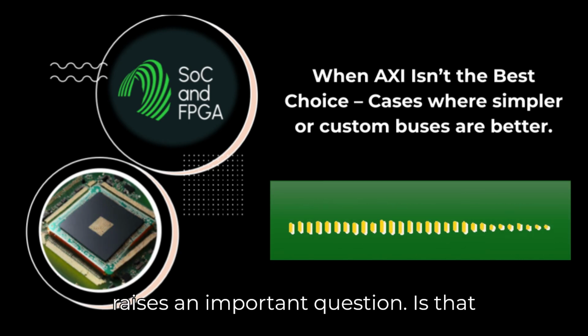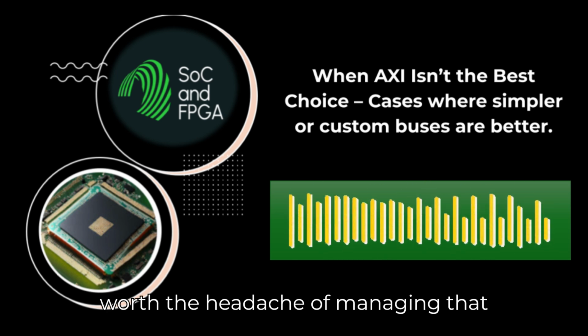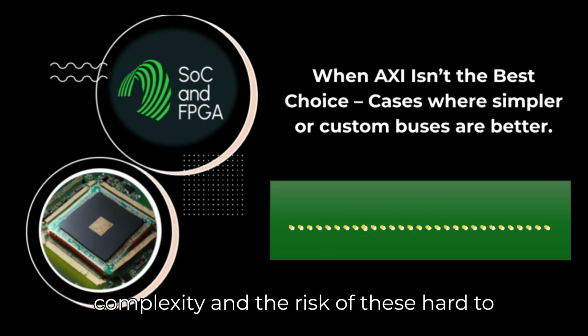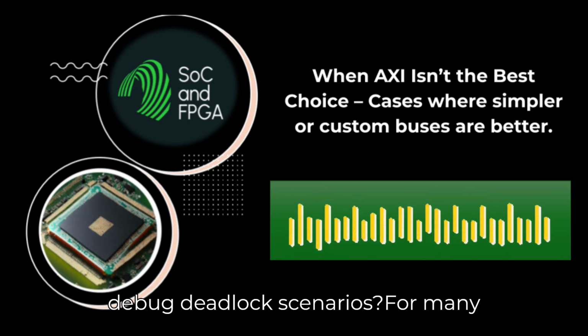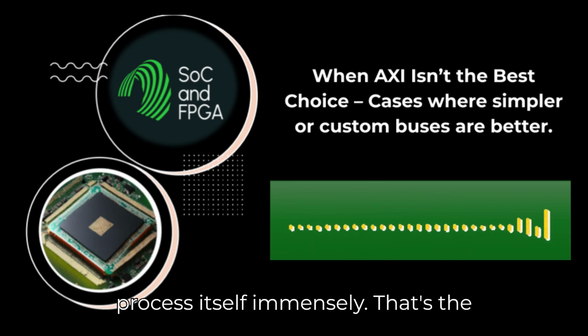This raises an important question. Is that potential for peak throughput always worth the headache of managing that complexity and the risk of these hard-to-debug deadlock scenarios? For many applications, maybe not. And that complexity must bleed into the design process itself. Immensely.